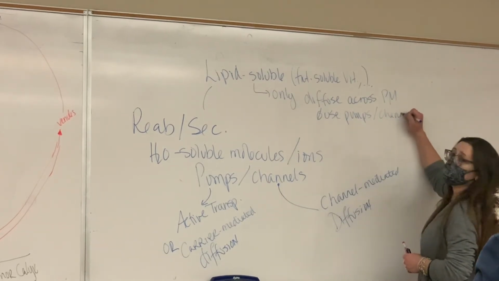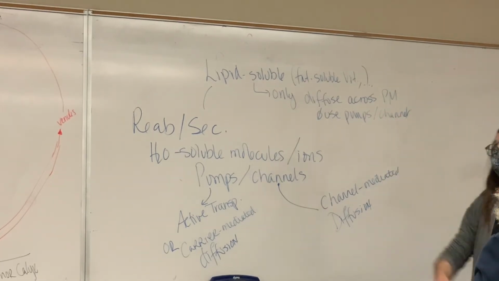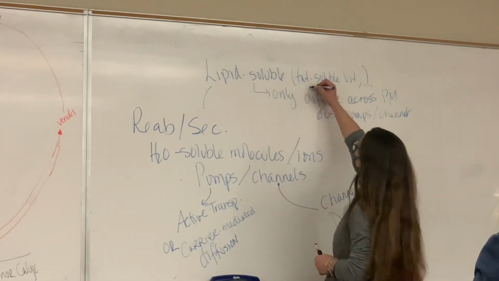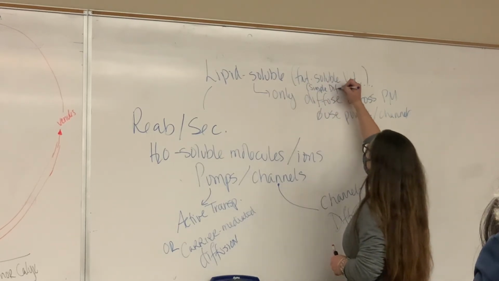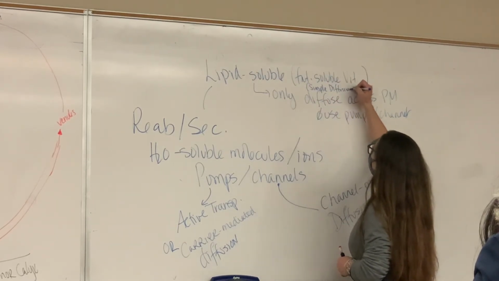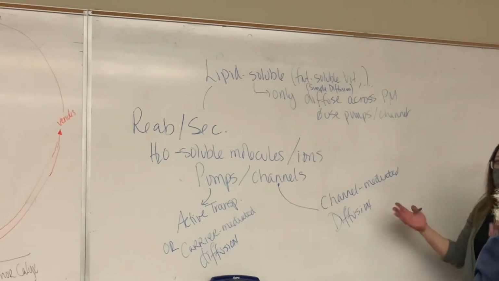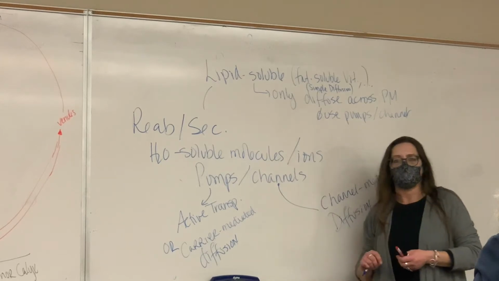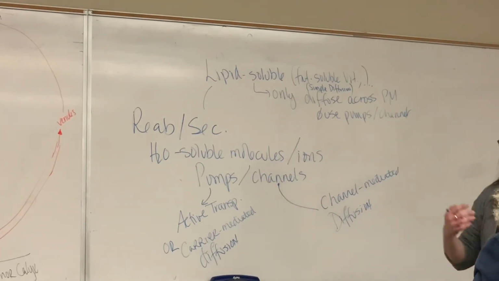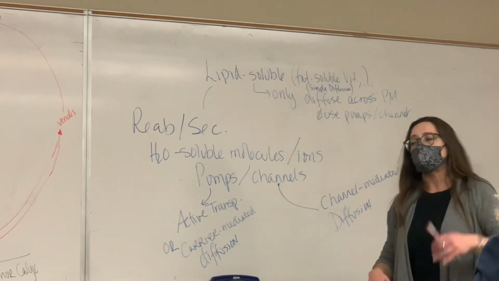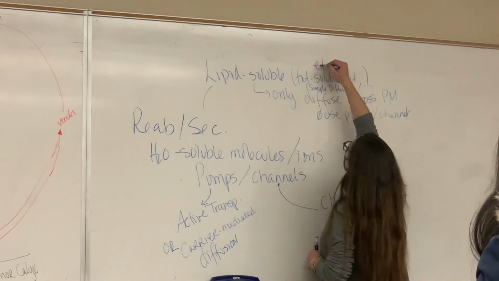They don't need to. Okay? Things that are lipid soluble just freely cross the plasma membrane. That's called simple diffusion. Simple diffusion, when you diffuse, but you don't use pumps, you don't use channels. So that would be things like oxygen, carbon dioxide, fatty acids, fat soluble vitamins, ethanol. Ethanol would be a good example here.